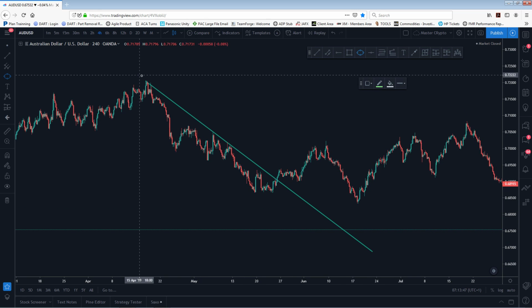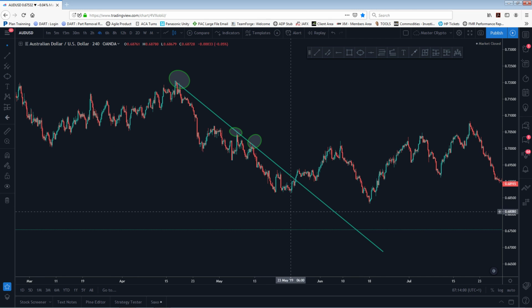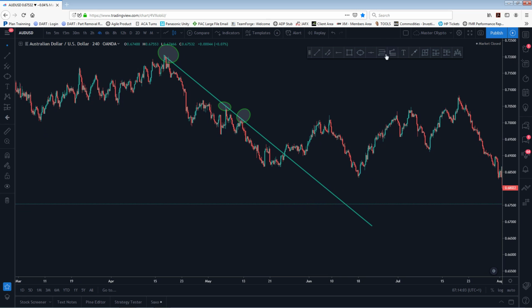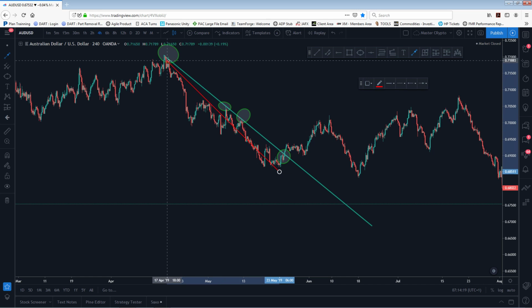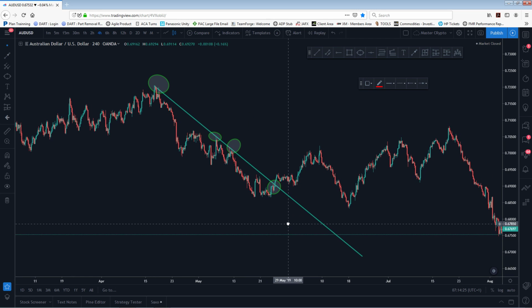So, all I did was connect this guy here. It touched here. It touched here. Kind of get the idea. And see here, it also acted like resistance. See how price was traveling upwards, and it kind of got caught here. So this is showing us that this trend line has been touched a few times. So just make note of that.